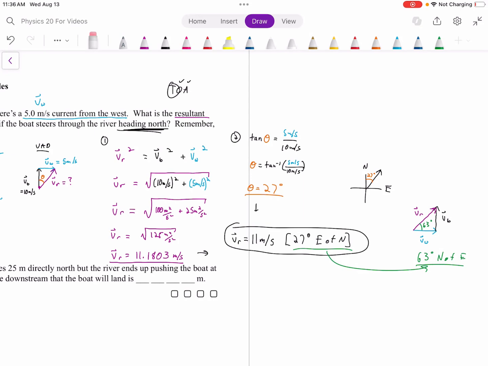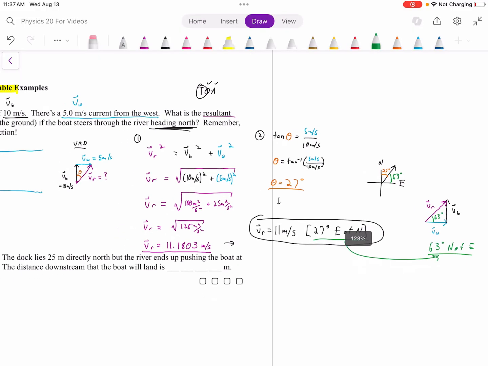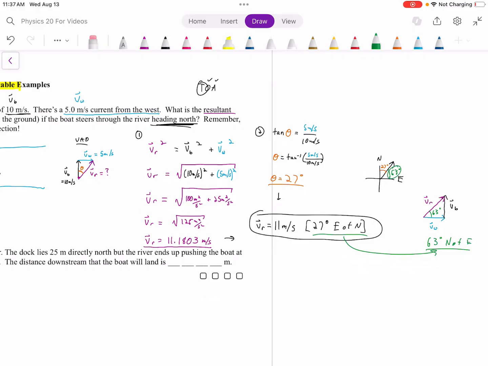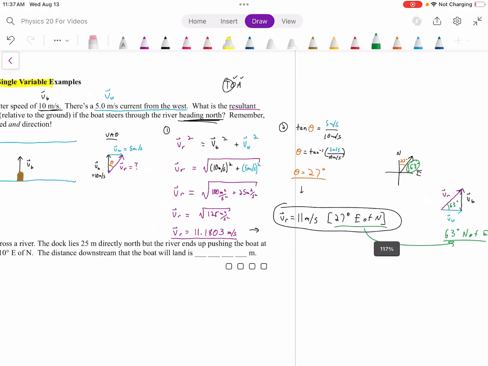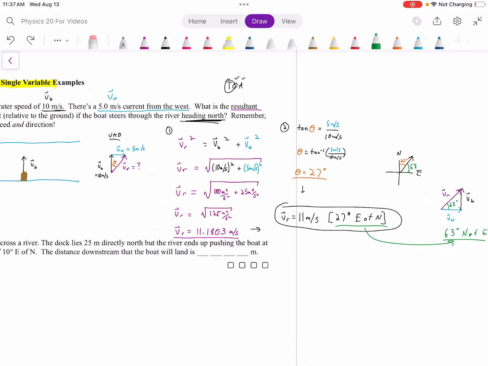Okay, 27 degrees east of north is the same as 63 degrees north of east. Those are the same direction, just one uses start east and go 63 degrees towards the north. One says start north and go 27 degrees towards east. You end up facing the same direction. You could have even just said 63 degrees, because in that case, that really is what we mean, starting from 0 and going counterclockwise 63 degrees.